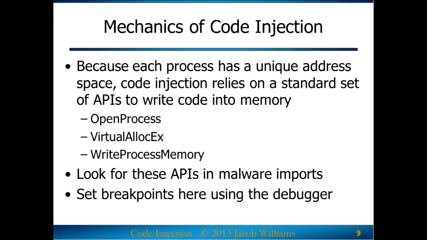So because every process has its own unique address space, code injection relies on a standard set of APIs to write code into memory. The ones we want to look for as we start looking at APIs with reverse engineering are OpenProcess, VirtualAllocEx, and WriteProcessMemory.